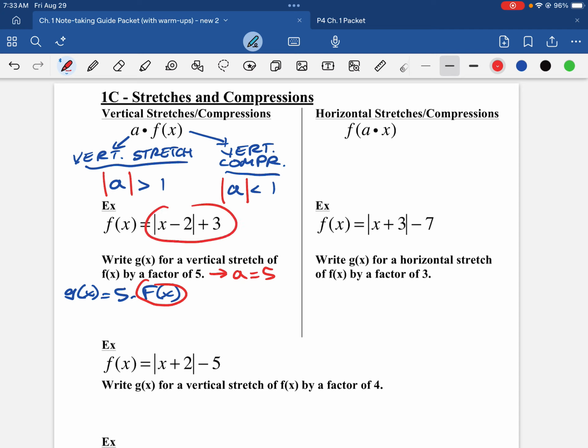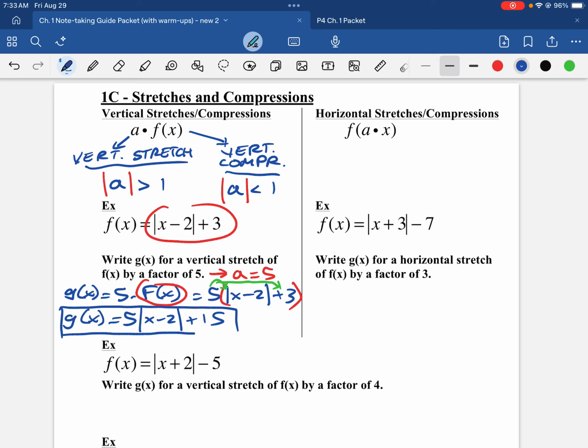So it's tempting to just put a 5 in front of the absolute value like this, but this is not quite correct because when we substitute, we want to do this, and that means we've got some distributing to do, like so. Okay, so we do want a 5 in front of the absolute value. You can't distribute into an absolute value, so there will be a 5 here, but we also want to multiply the 3 by 5. So we'll have a plus 15 at the end, like so, and that's our new function after a vertical stretch by a factor of 5, okay?